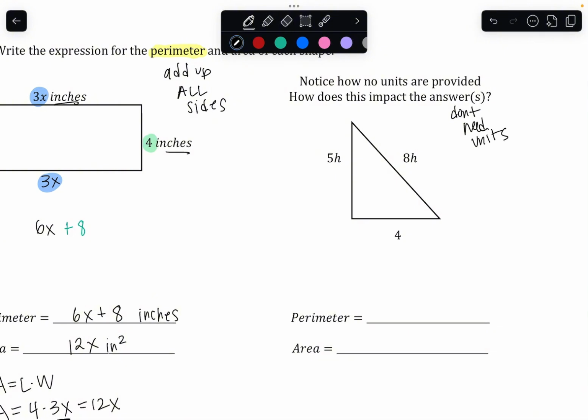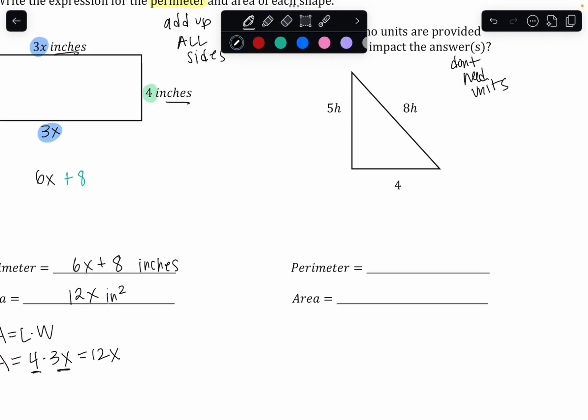That's important for AP tests. They look at stuff like that. Not that you'll be taking the AP test for this class, but if you do take an AP class.